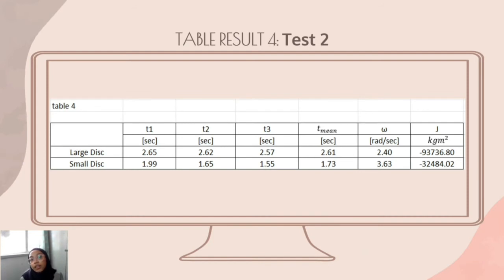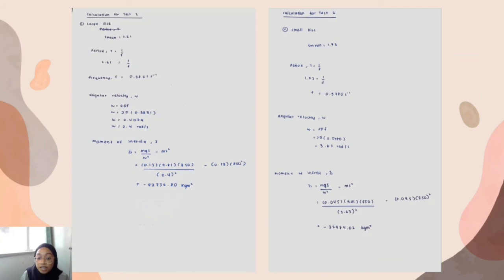For test 2, the pendulum support, we have to calculate the average reading for both the large disc and the small disc, and then calculate the angular velocity and moment of inertia. Lastly, this is an example of the calculation we made for test 2. We find the period, which is the average reading we got before, and the frequency, and then use the frequency in the angular velocity formula. Lastly, we calculate the moment of inertia.